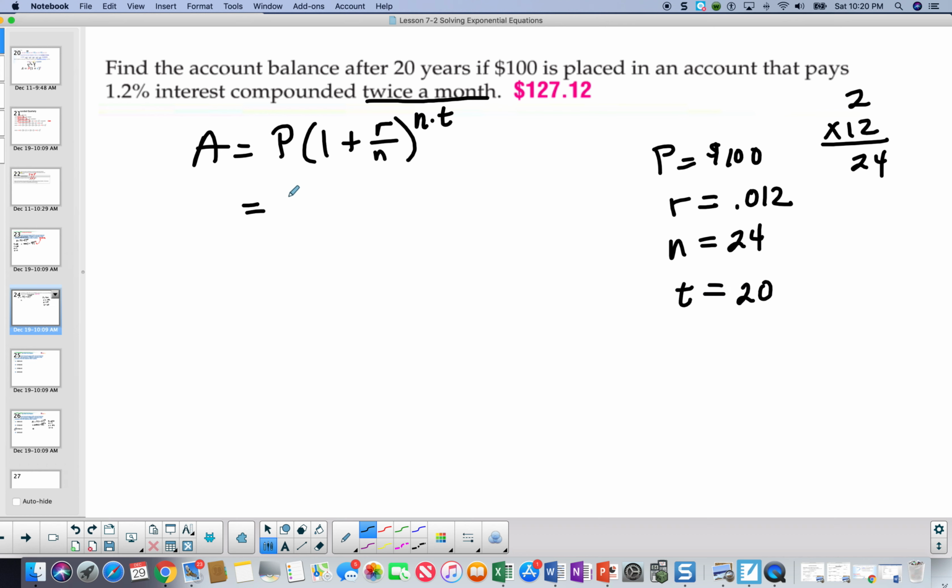So let's go ahead and put all those numbers in. 100 times 1 plus 0.012 divided by 24, raised to the power of 24 times the number of years, which is 20. So that's how many times it's going to be compounded all together, and that will be approximately this answer right here.